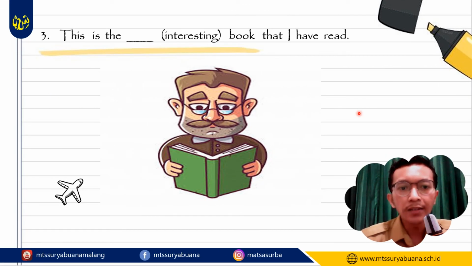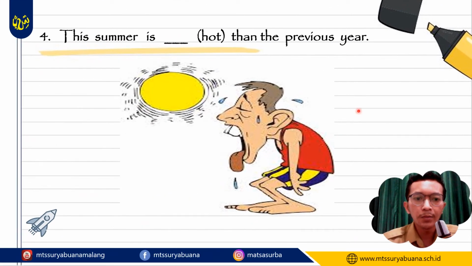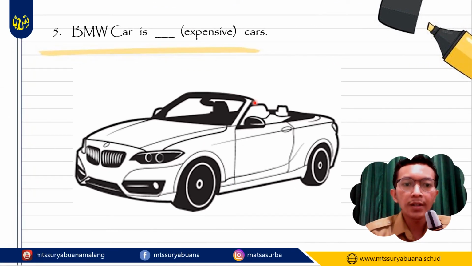Number 3. This is the blank book that I have read. Number 4. This summer is blank than the previous year. Number 5. BMW car is blank cars. The adjective here is expensive.